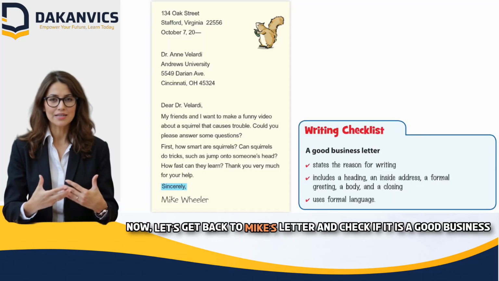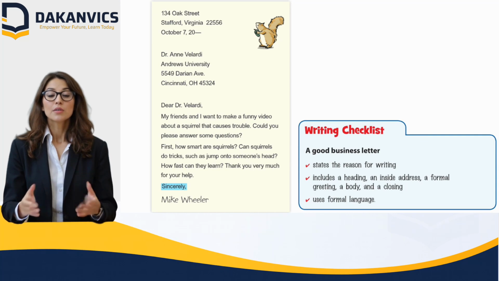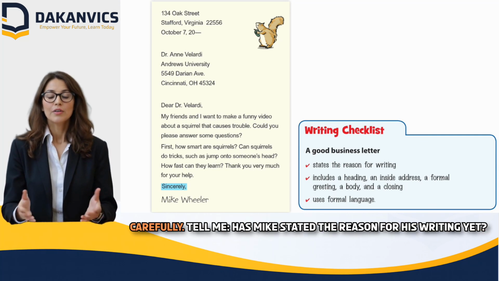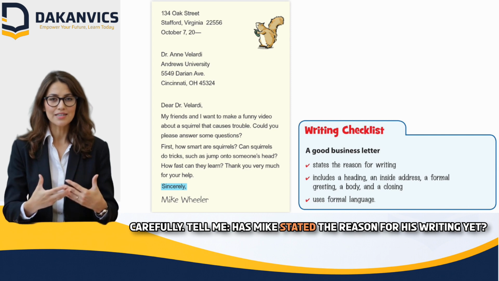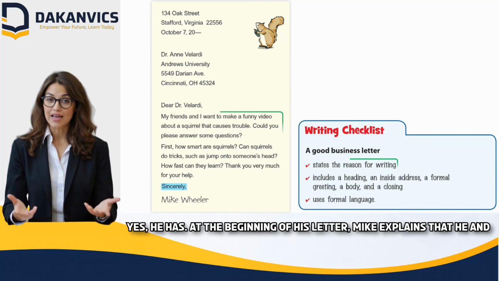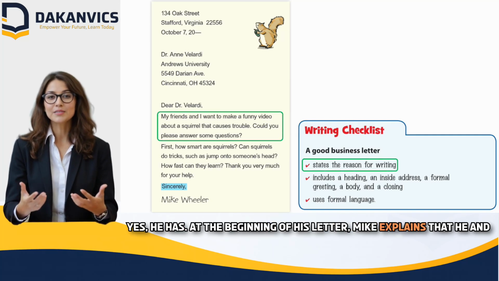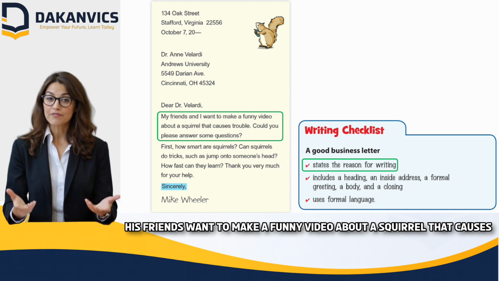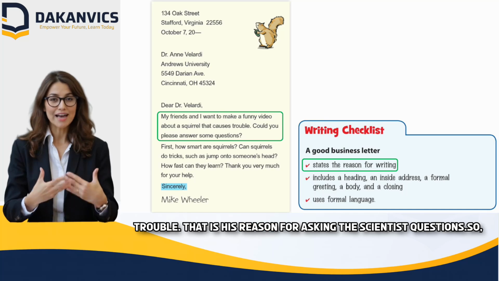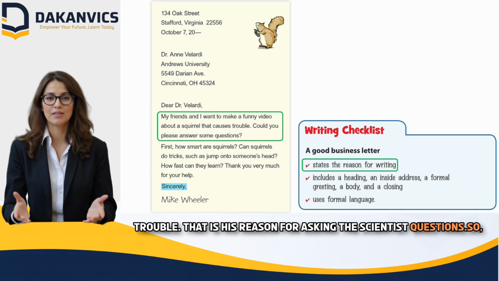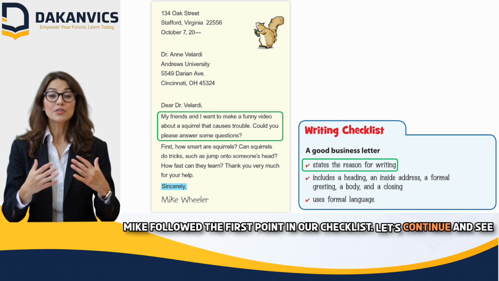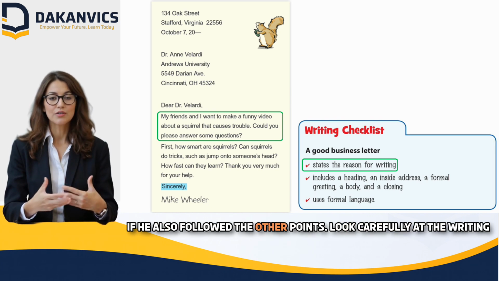Now let's get back to Mike's letter and check if it is a good business letter or not. Remember our checklist. Look at the writing sample carefully. Tell me, has Mike stated the reason for his writing yet? Yes, he has. At the beginning of his letter, Mike explains that he and his friends want to make a funny video about a squirrel that causes trouble. That is his reason for asking the scientist questions. So Mike followed the first point in our checklist. Let's continue and see if he also followed the other points.